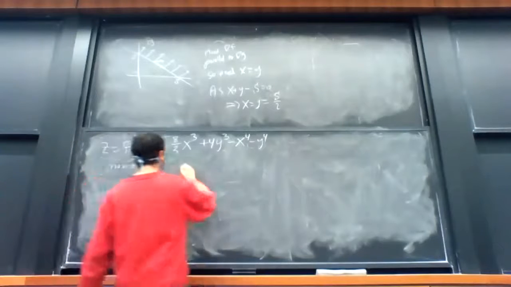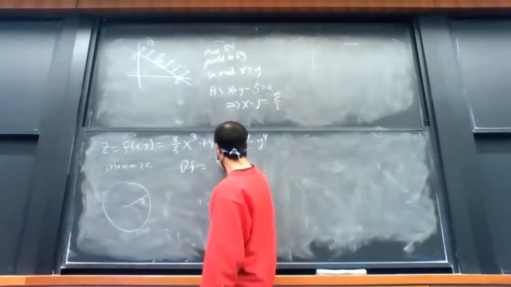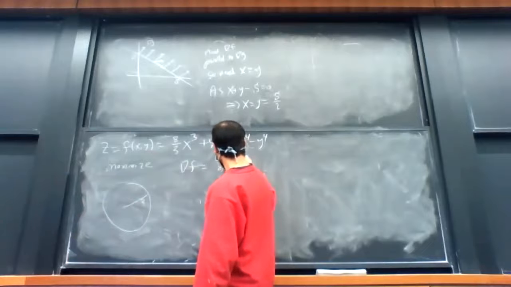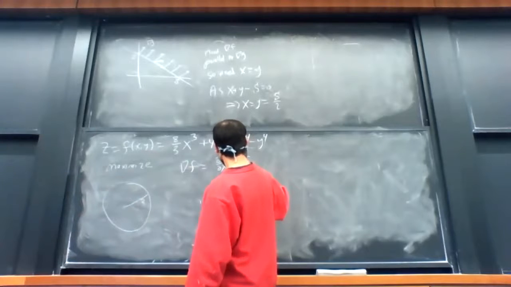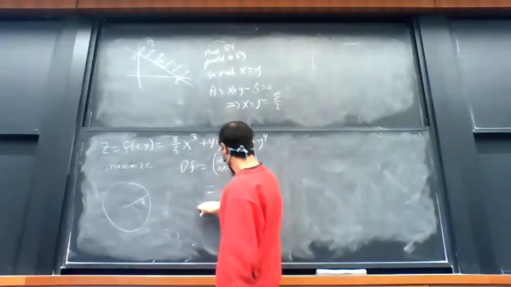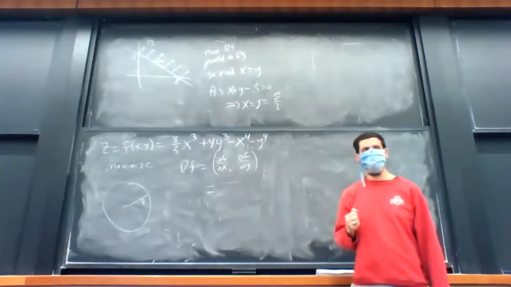Okay. So we have a function of two variables. So to calculate the gradient of f, we need partial f partial x and partial f partial y. What's the derivative with respect to x?